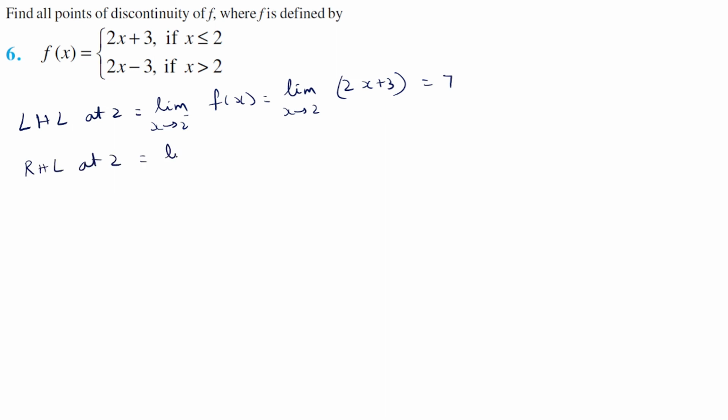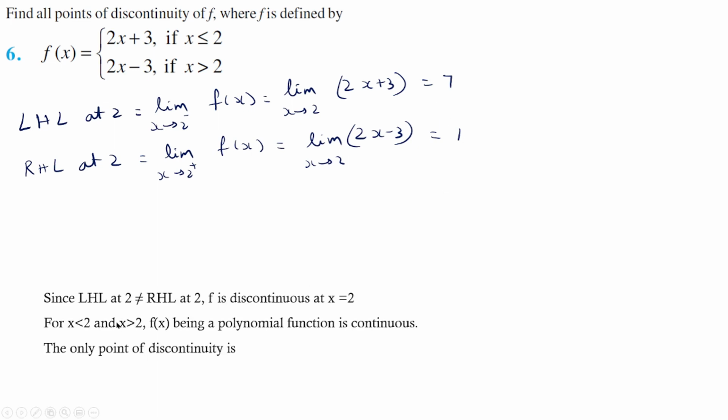Now the right hand limit at 2. It is equal to limit x tends to 2 plus f of x. This is equal to limit x tends to 2 of 2x minus 3, since for x greater than 2 we have f of x equal to 2x minus 3, which is 1. So we can see that since the left hand limit at 2 is not equal to the right hand limit at 2, f is discontinuous at x equal to 2.